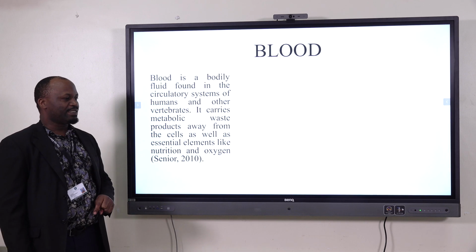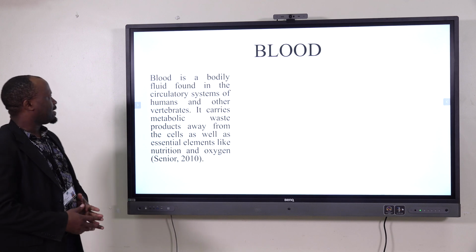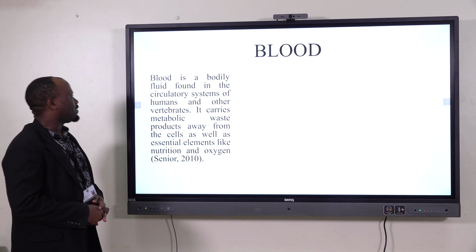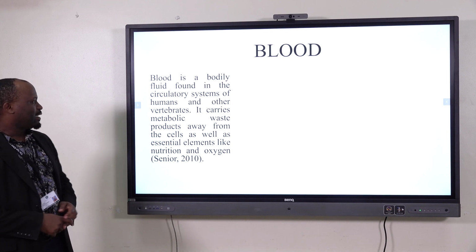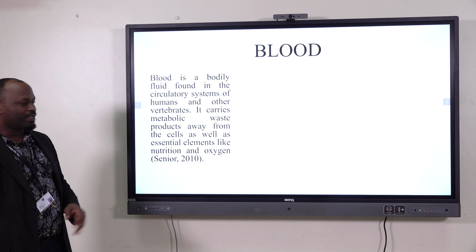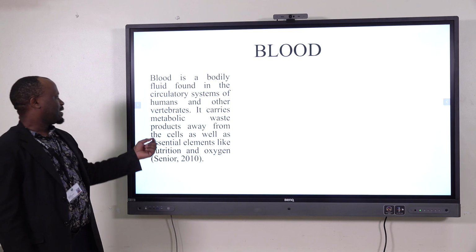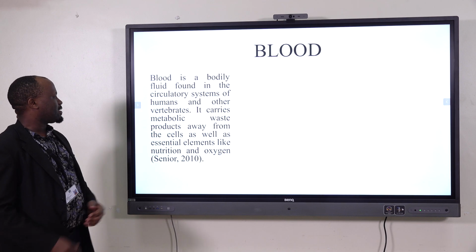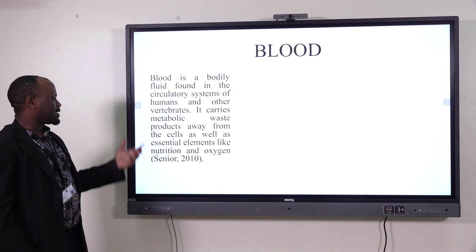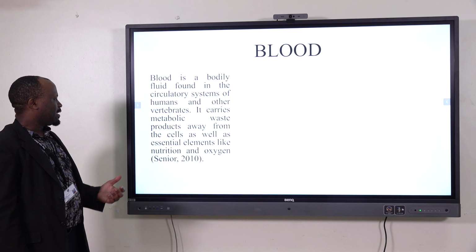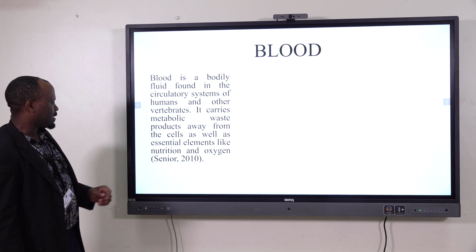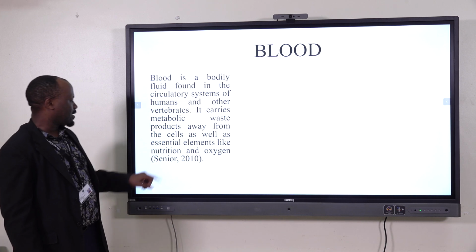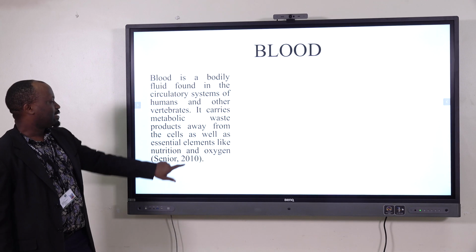What is the meaning of blood? Blood is the bodily fluid found in the circulatory system in humans and other vertebrates, and it carries several functions. It carries metabolic waste products away from the body cells, and also it brings into the body system the essential nutrients and also oxygen. This is according to Senior 2010.